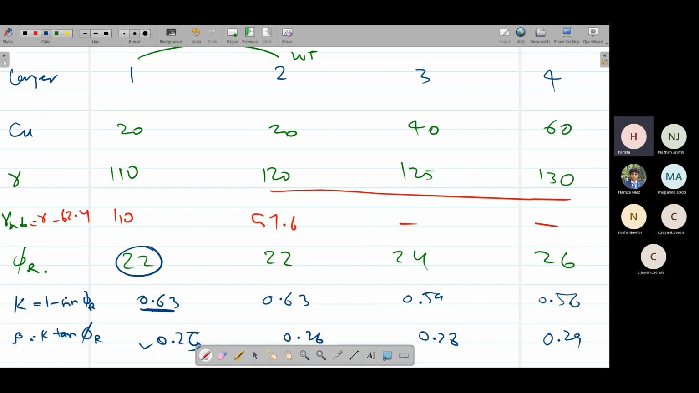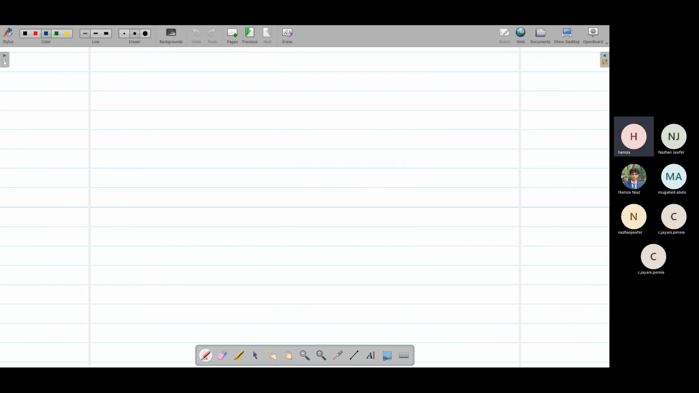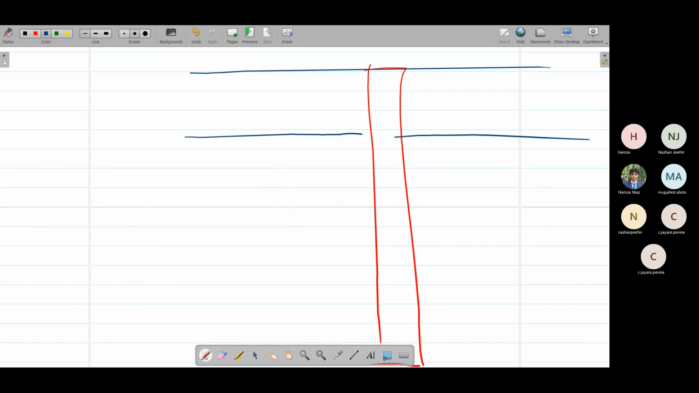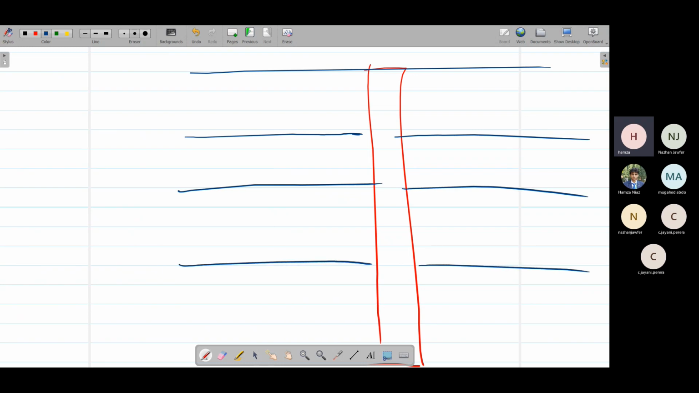Okay, first we place the Cu values, then the gamma values are given. After that, for the layers below the water table, we calculate the gamma submerged. With phi r also given, we calculate K values and then beta values. Now we are going to use the beta method. The beta method is the same as that of sandy soil. We require the overburden pressure. So this is the first layer, the second layer, the third layer. This is the water table layer, and this is the fourth layer.